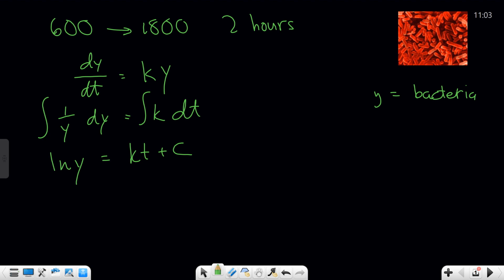Okay so far? Beautiful. How do I get y by itself? Yeah, do the e² trick. Or you could do the conversion if you're better at that.